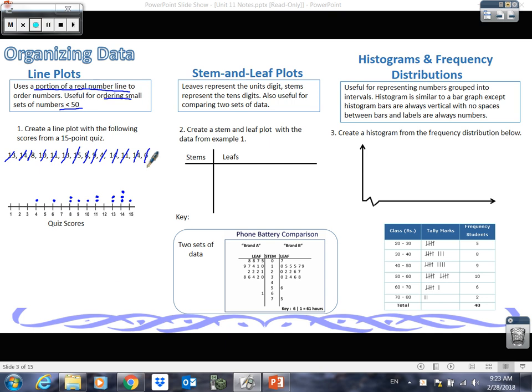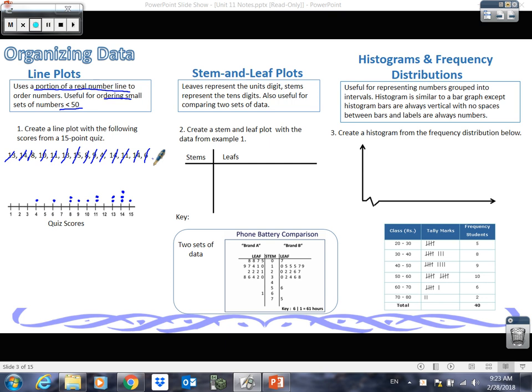They could ask you what the range of the scores was. Do we remember what range is? Just the difference between the biggest and the smallest. The range of the scores. We would be able to tell that by the line plot. Okay? Alright, so let's go to stem and leaf plots.